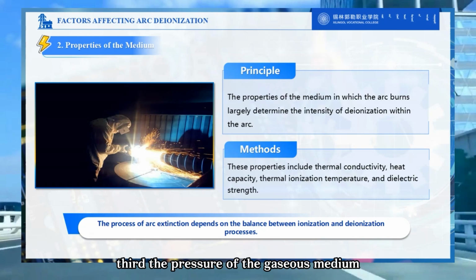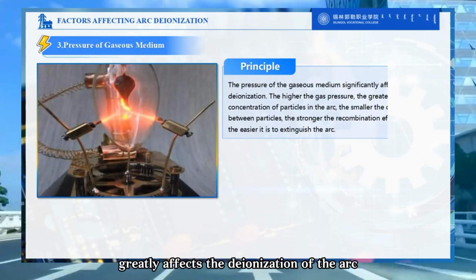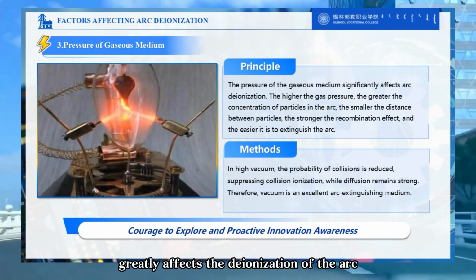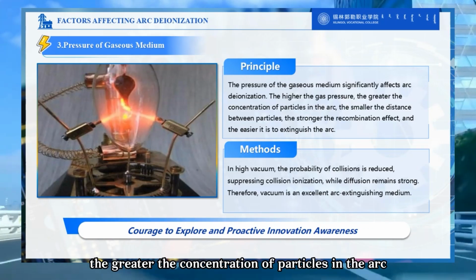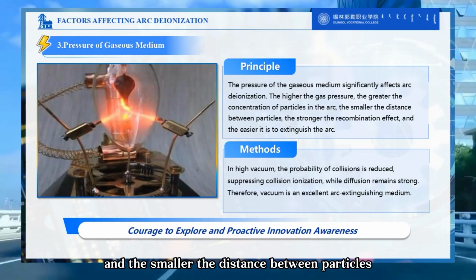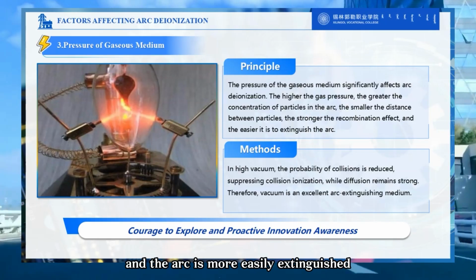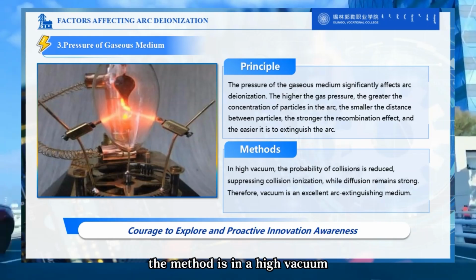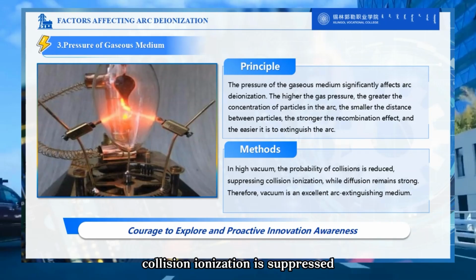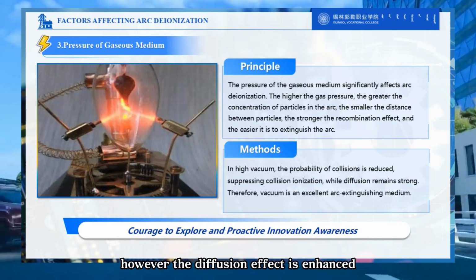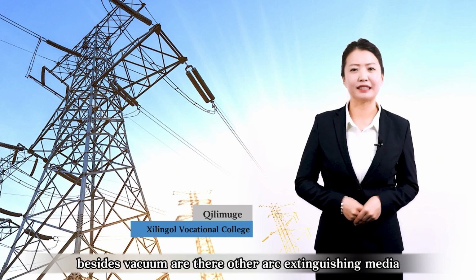Third, the pressure of the gaseous medium. Its principle is that the pressure of the gaseous medium greatly affects the deionization of the arc. The greater the gas pressure, the greater the concentration of particles in the arc, and the smaller the distance between particles, the recombination effect becomes stronger and the arc is more easily extinguished. The method is in a high vacuum, due to the reduced probability of collisions, collision ionization is suppressed. However, the diffusion effect is enhanced. Therefore, vacuum is an excellent arc extinguishing medium.